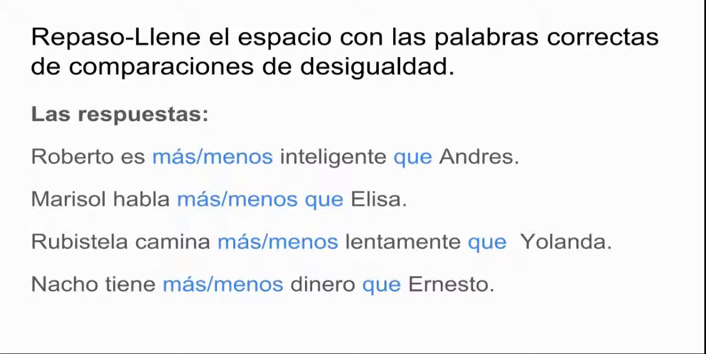Rubistela camina más lentamente que Yolanda. Or, if we want to make it the other way around, Rubistela camina menos lentamente que Yolanda. Again, you don't know which one I was thinking, so Rubistela may be faster or slower. And we're talking about how these two people are walking, so this is an adverb. Nacho tiene más dinero que Ernesto. Nacho tiene menos dinero que Ernesto. So here we're comparing how much money. Money is a noun.